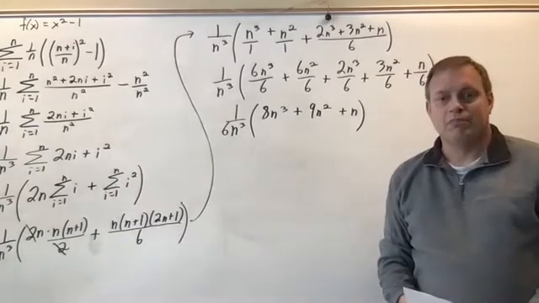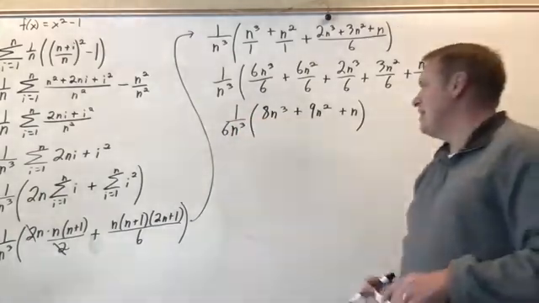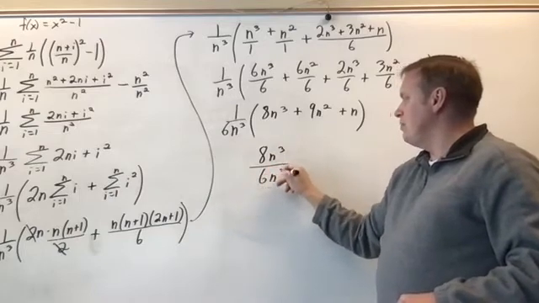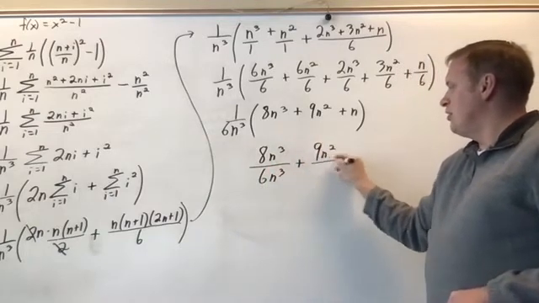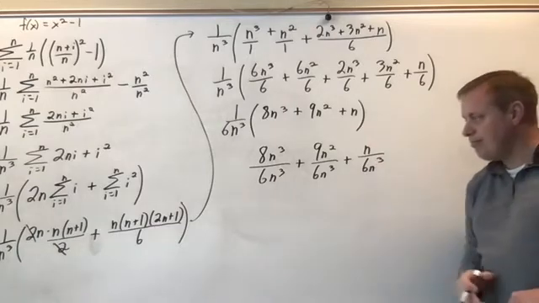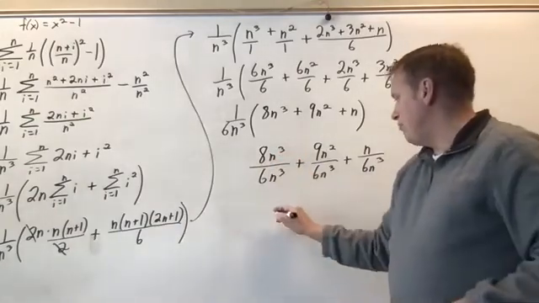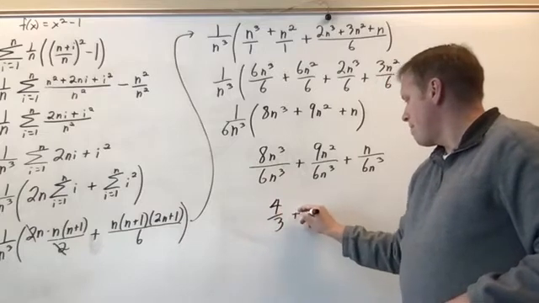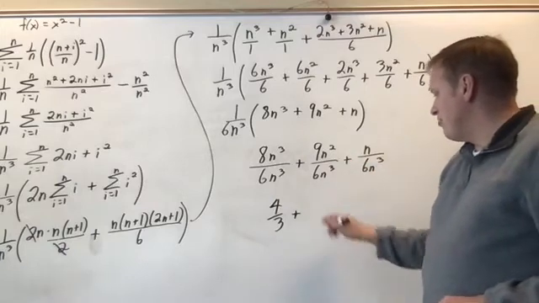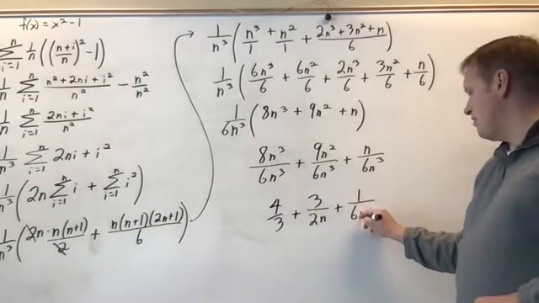Okay, so next step. Well, this term has been hanging out in front, the 1/6 that is, and so let's go ahead and run it through everything. This will give us then 8n cubed over 6n cubed plus 9n squared over 6n cubed plus n over 6n cubed. Now, can we simplify? Yes, we can. This is going to simplify to 4/3. This will simplify. Now, the number part might not be as important on some of this, but we'll go ahead and do it. That's 3 over 2n. And this is 1 over 6n squared.